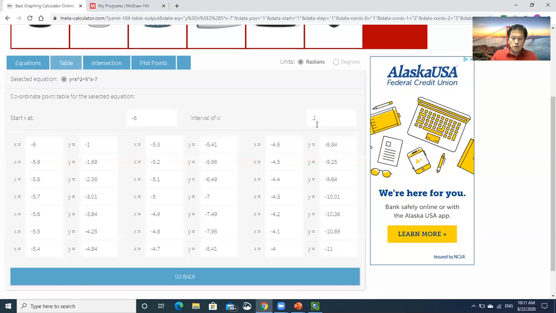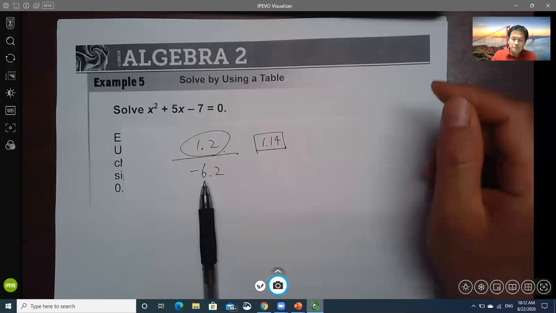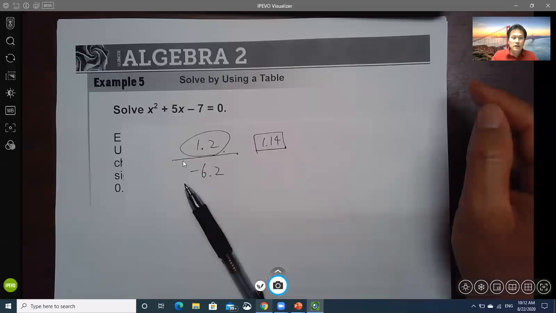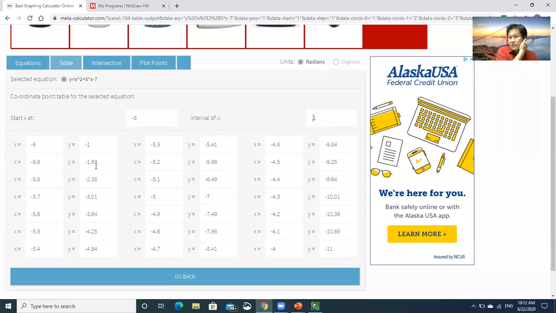Which means, do you remember? We guessed minus 6 point some decimal. So if you use a starting value of minus 6, you're not seeing the left side of minus 6. So you probably have to use something like minus 6.2. Okay, I do see a plus here now. You see that? Plus, minus. The y value changed from plus to minus. So that's good.